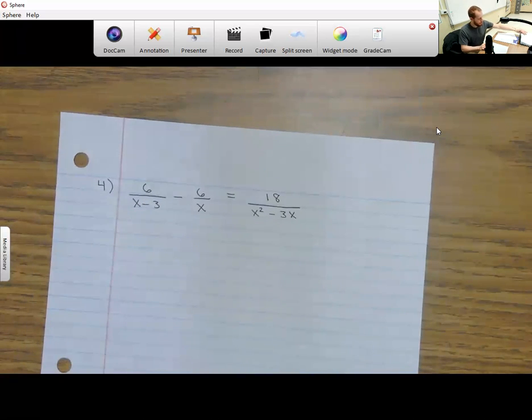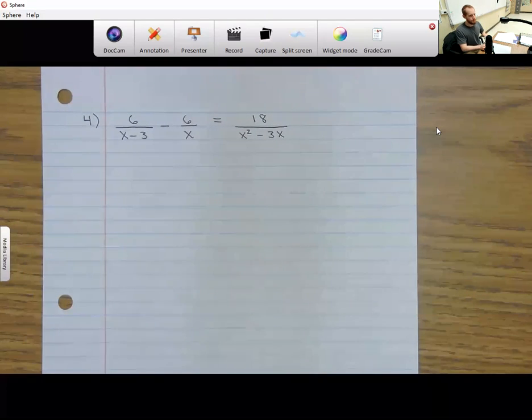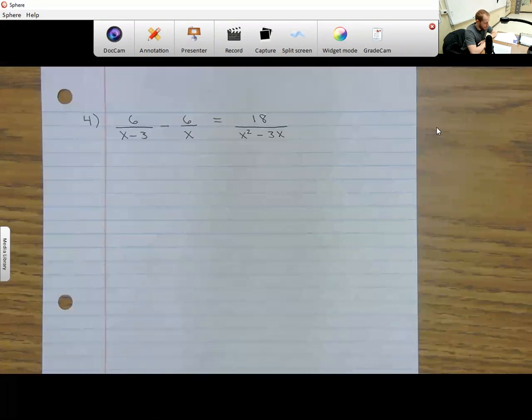Okay, let's look at the last one. This one is number 4. So just like the last one that we did, we have 2 fractions on the left side and we have one fraction on the right side. So I know I can't do cross multiplication, but I can find the lowest common denominator, and I can change all the fractions.